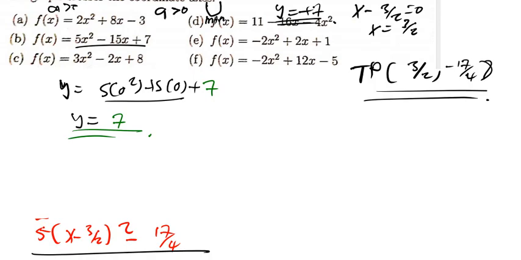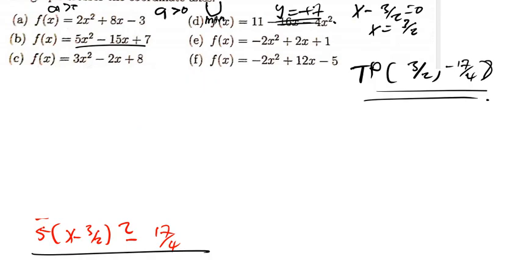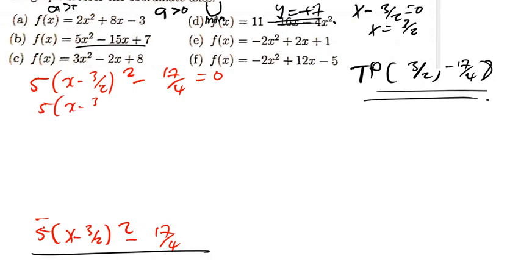Then now we are finding the value of x, put y equal to 0. So we are just focusing on this. Instead of me using the quadratic equation, it might take time. So what I'm going to do is very simple. I'm going to say 5 open bracket x minus 3 over 2 squared minus 17 over 4. I'll equate this equal to 0. Then I'll shift this to go to the other side. So it will be 5 x minus 3 over 2 squared being equal to 17 over 4.